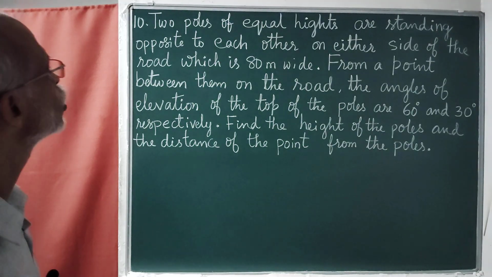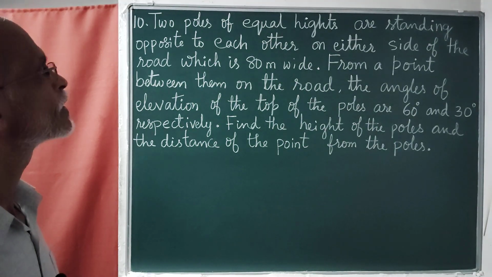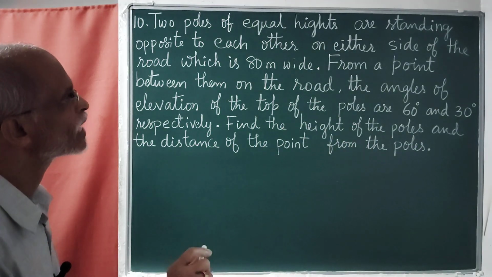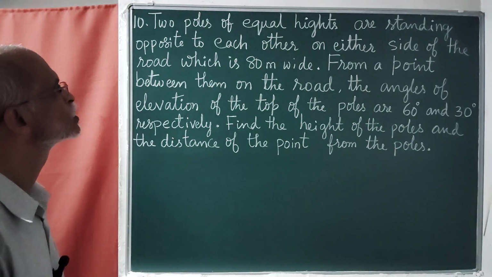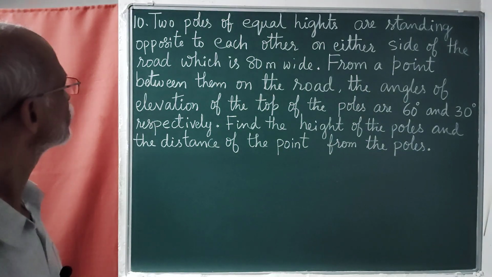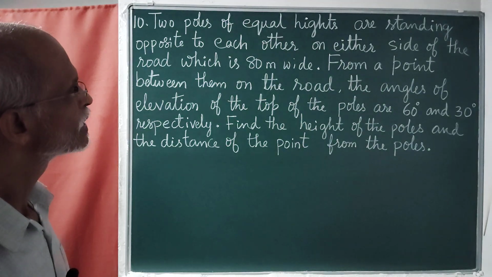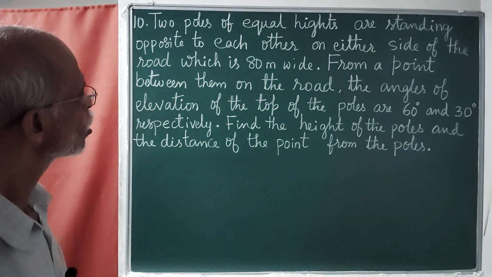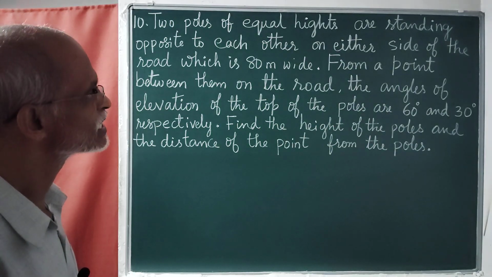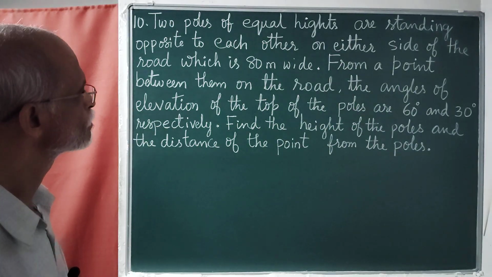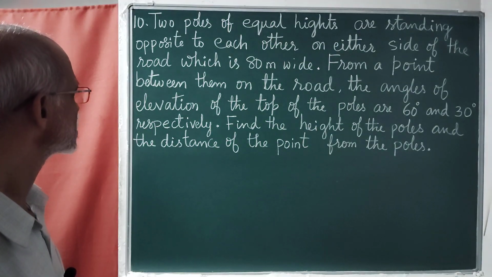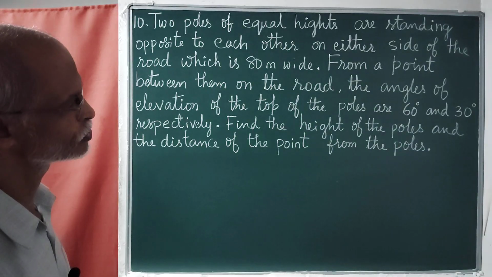The question is: two poles of equal heights are standing opposite to each other on either side of the road, which is 80 meters wide. From a point between them on the road, the angles of elevation of the top of the poles are 60 degrees and 30 degrees respectively. Find the height of the poles and the distance of the point from the poles.